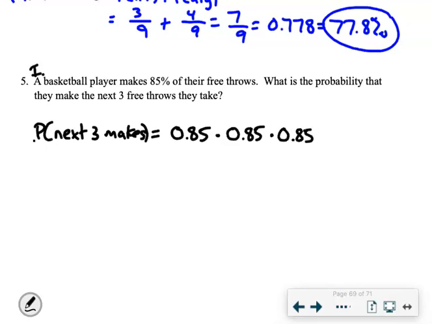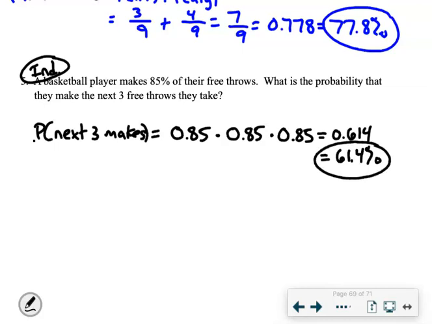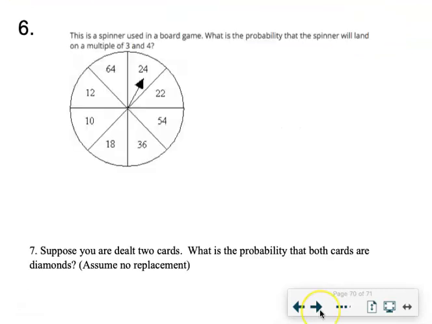We call this an independent problem because the first free throw won't impact the second free throw or the third. Every one I have an 85% chance of making. So when you do 0.85 times 0.85 times 0.85, you get 0.61, and then rounding it to the third digit, we get a 4, which is 61.4%. Okay. If it would have said the next 5 free throws, we would have had 5 85s, and so on and so forth.